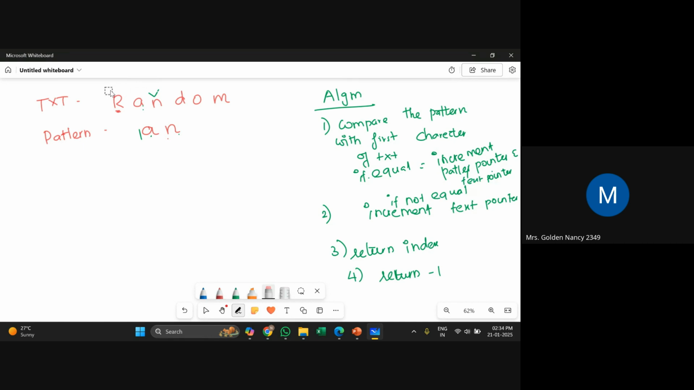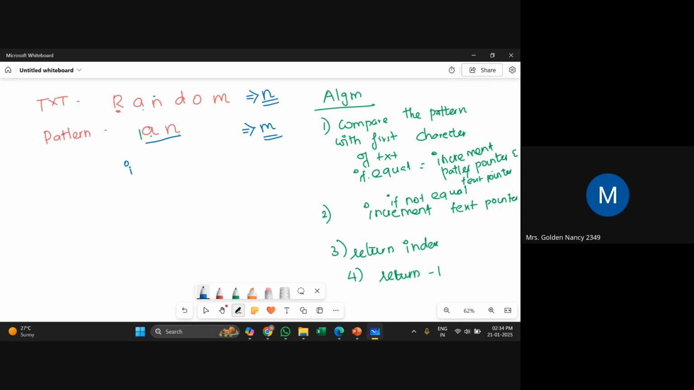Since there are only two elements in this pattern, I'll have two increments in the pattern part, and I can have n minus m increments in the upper part. Here the number of letters in the text is considered n, and the number of letters in the pattern is considered m. So n represents the number of elements in the text and m represents the number of elements in the pattern.